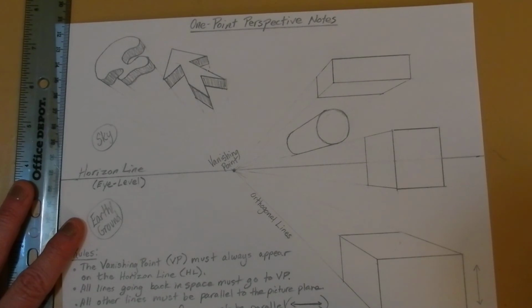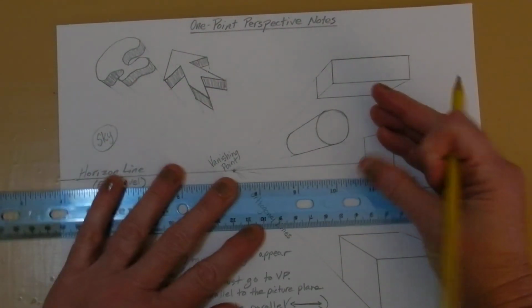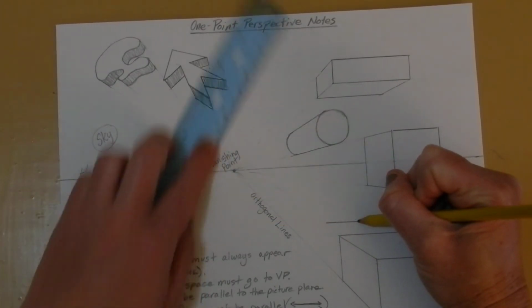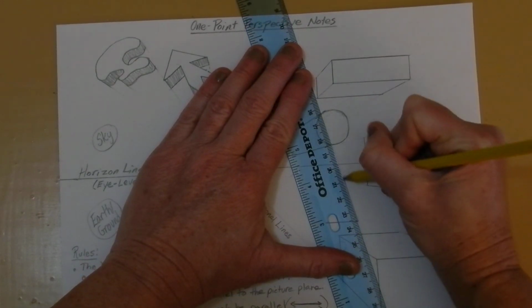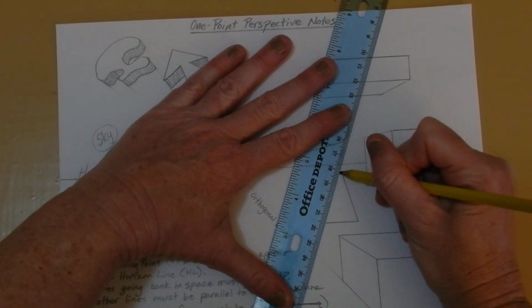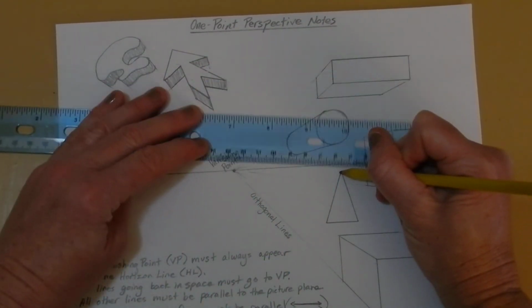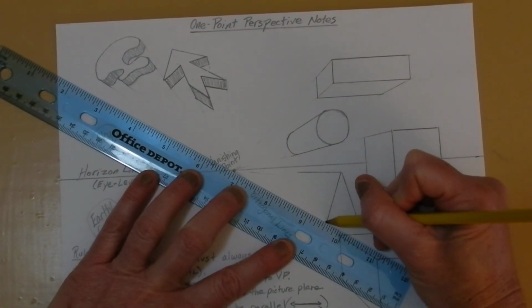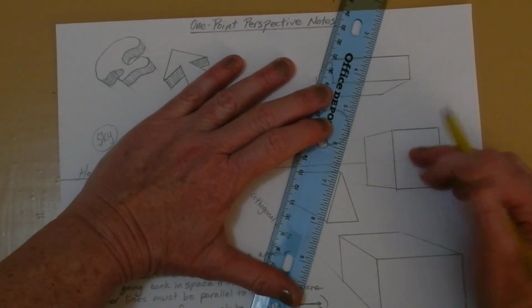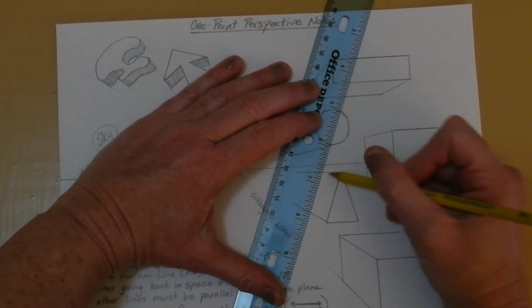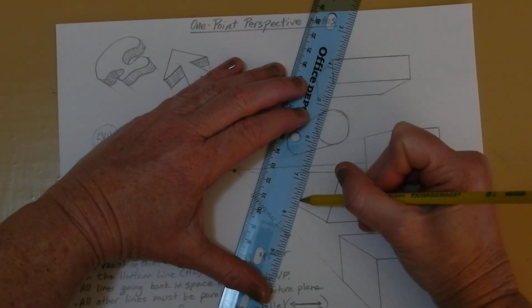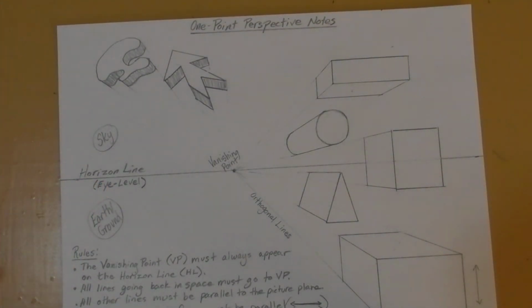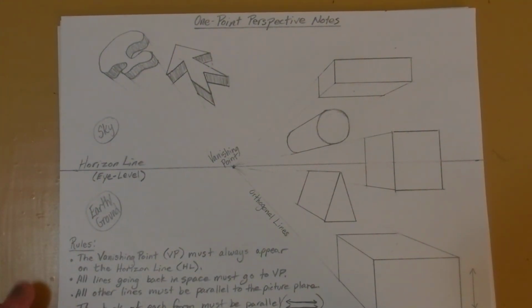We could even do a triangular prism if you wanted to. We'll put a little triangular prism right here. The top of the triangular prism would go back to the vanishing point. The bottom of the triangular prism would go back to the vanishing point. And the back of the prism would be parallel to the front. So you can draw a number of shapes in one-point perspective as long as you follow the rules.